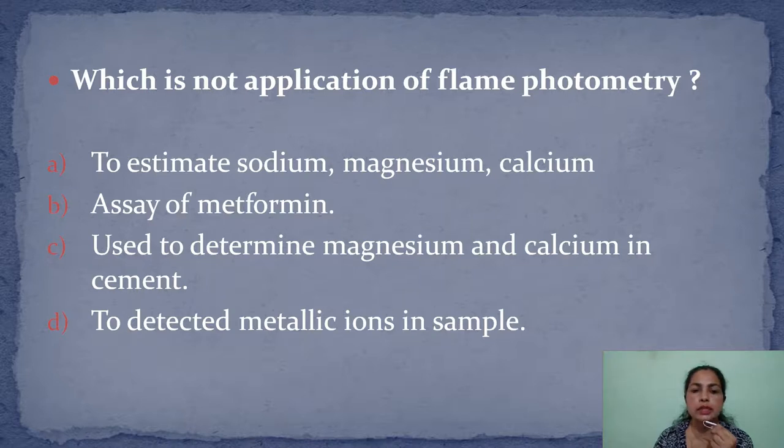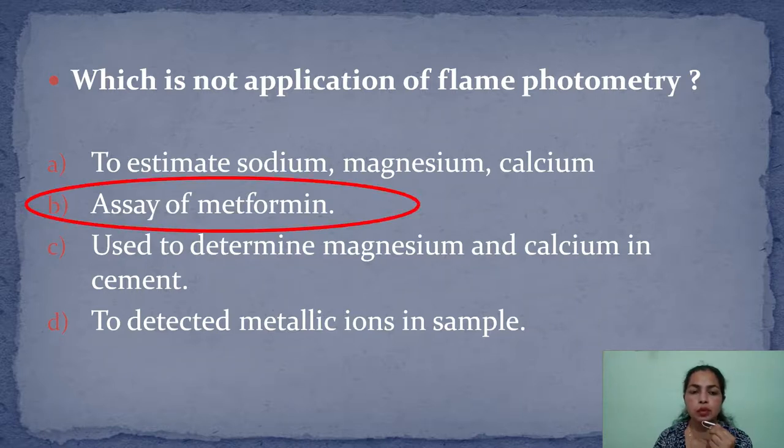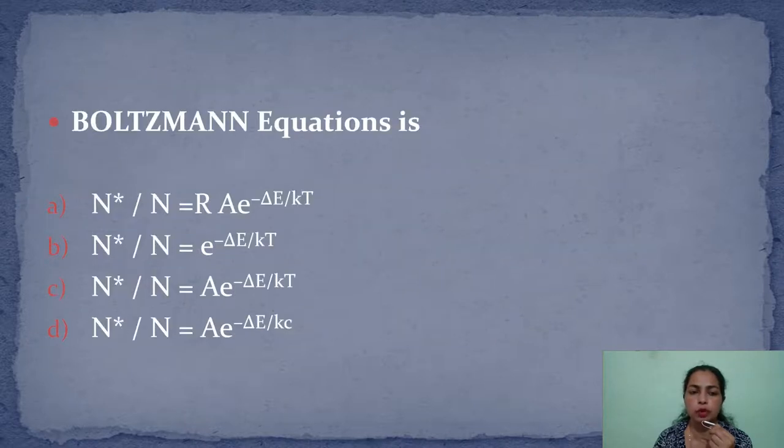The next is assay of metformin. This is doubtful because for assay of metformin, UV visible spectrometric methods are used. It is used to determine magnesium and calcium in cement, that is the application of flame photometry, and to detect metallic ions in samples. So that is also an application of flame photometry. So the odd one is assay of metformin. Flame photometry is not generally used for assay of metformin.